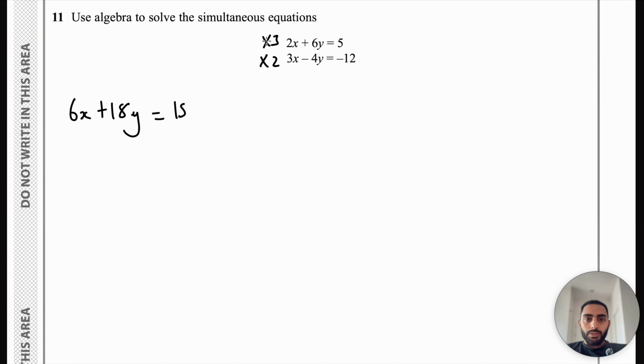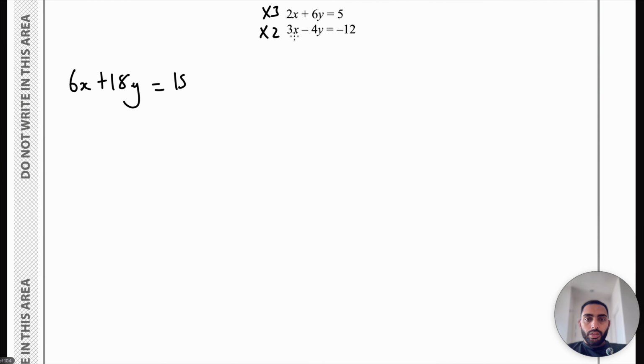So I multiplied all of this by 3. For the second one, 3x times 2 is 6x. Negative 4y times 2 is negative 8y. Negative 12 times 2 is negative 24. Now that I've got the same number before the x's, I can choose whether I need to add these two equations together or subtract them. If I add them together, I'm going to get 12x, so I need to subtract them from each other.